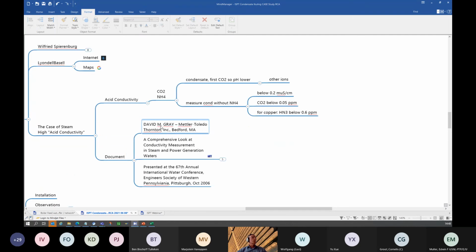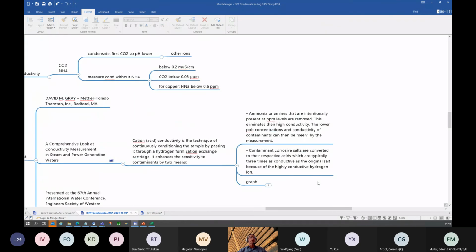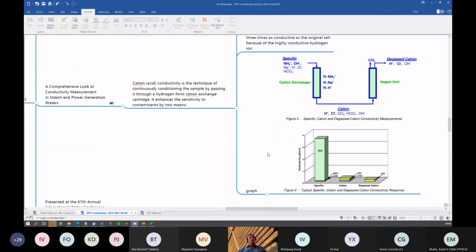There are of course many documents on this item, but I took a document about cation conductivity, whereby with the cation exchange you remove all the ammonia, and then you can have a look at the other information that's in there for reading. This is your conductivity with the ammonia, and this is the conductivity if you have removed all the ammonia, and this is even better. This is if you have removed all the carbon dioxide as well, which you should have done in your degassing system.